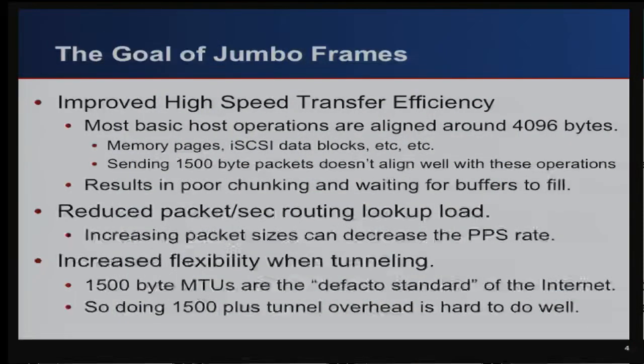So the goal of jumbo frames, there's three main goals. The first one is to improve high-speed transfer efficiency. If you look at the way most hosts, most CPUs, and most operating systems work, they're really not built around moving 1500 byte packets, or even less once you factor in all the overhead of headers. They're really built around moving data in at least 4096 block chunks, the size of a memory page, the size of a block writing to disk. Pretty much anything is that type of block. So when you start breaking this down into 1500 byte packets, it doesn't align with that very well.